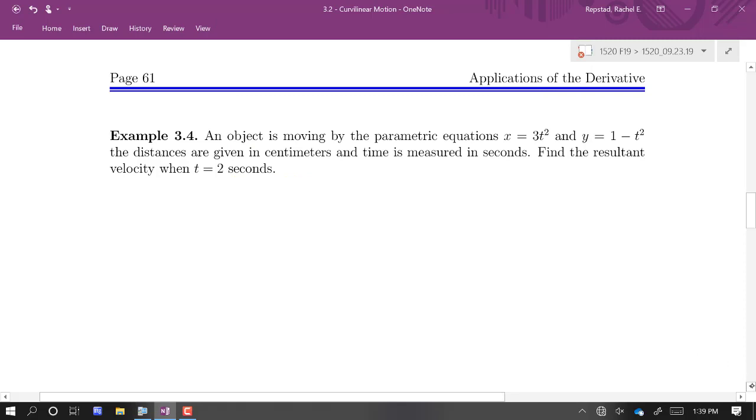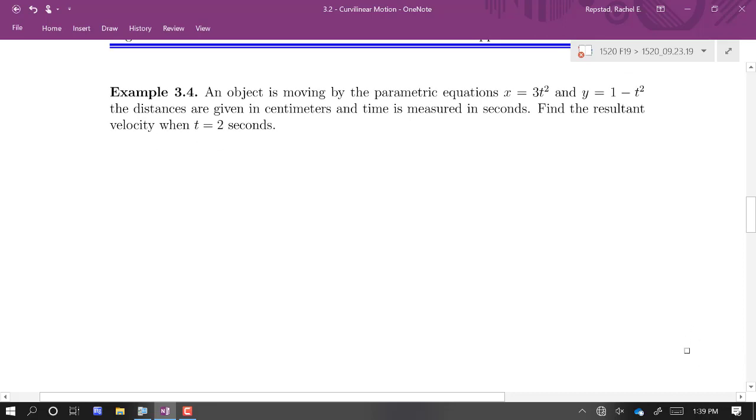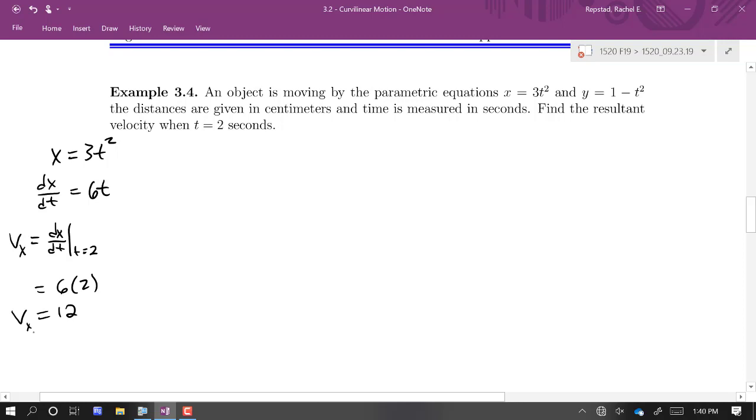So let's do it. We need our components first. So our x function is 3t squared. So I'm going to find dx/dt. What is dx/dt? 6t. And then to get Vx, to get that component, I'm going to evaluate this at the time they gave us. So that's 6 times 2, or 12. There's our x component, positive 12.